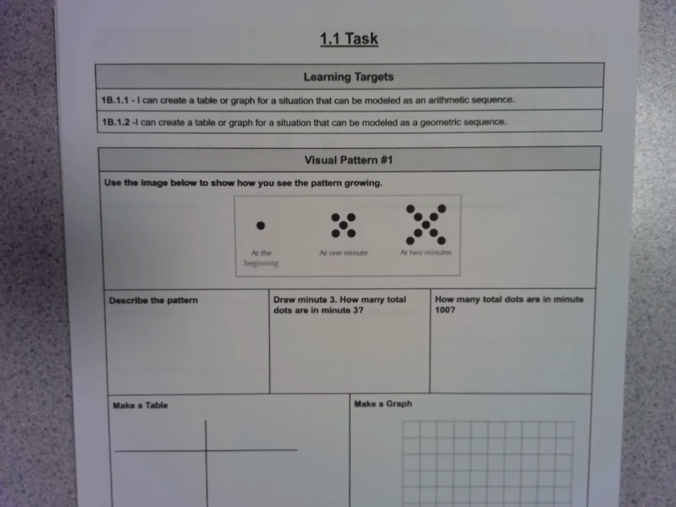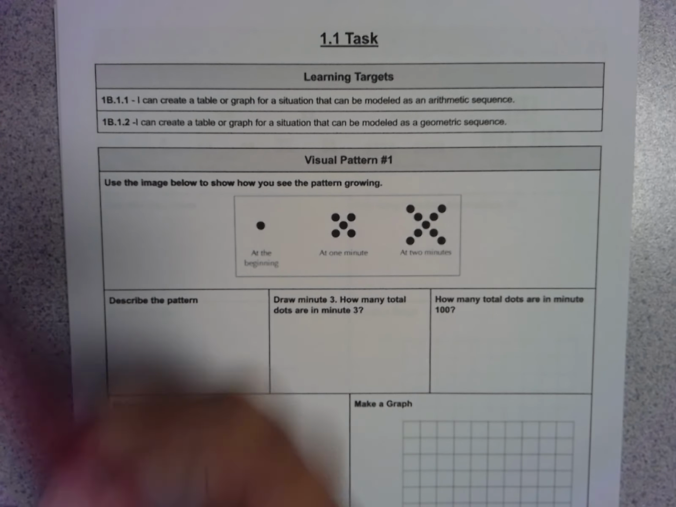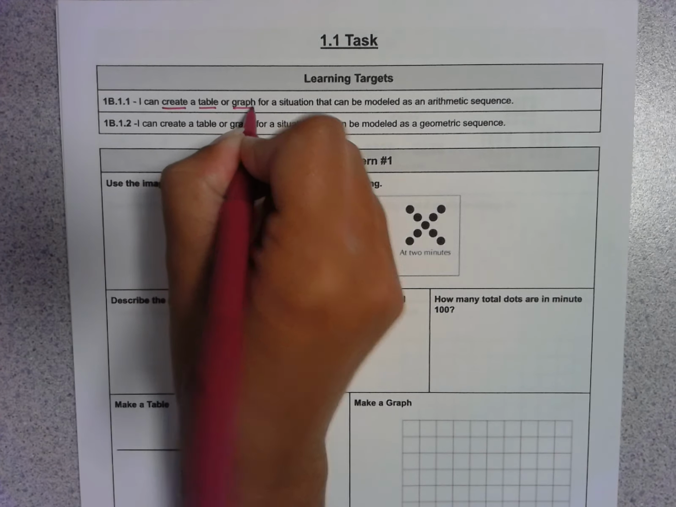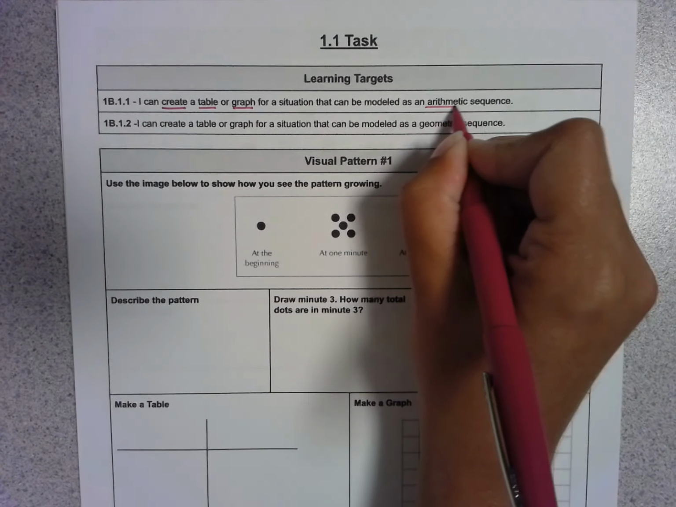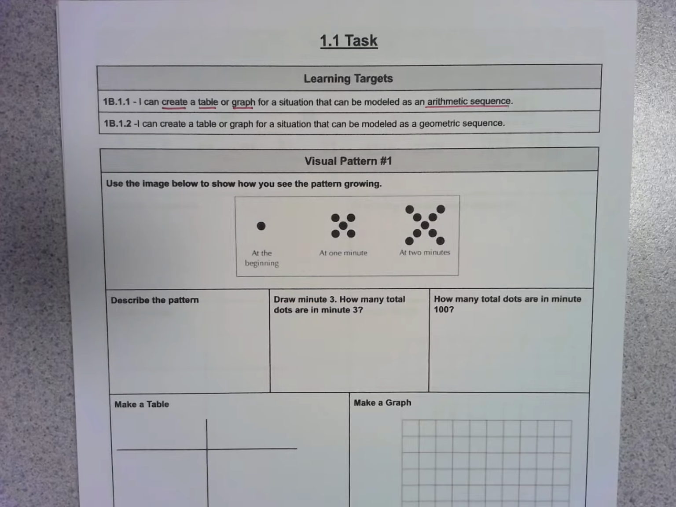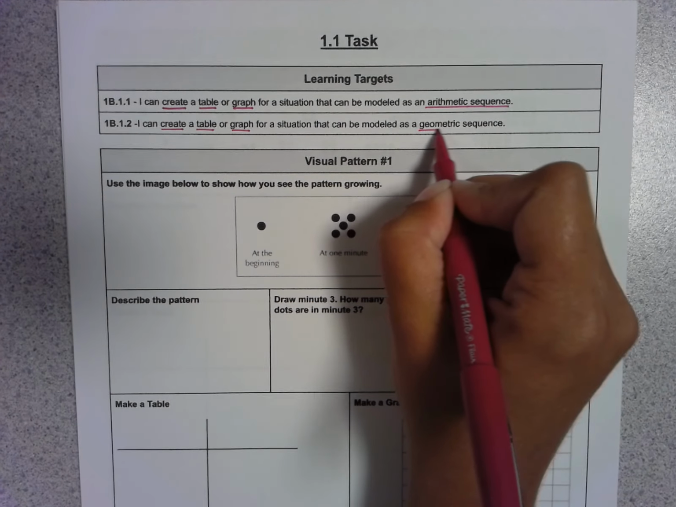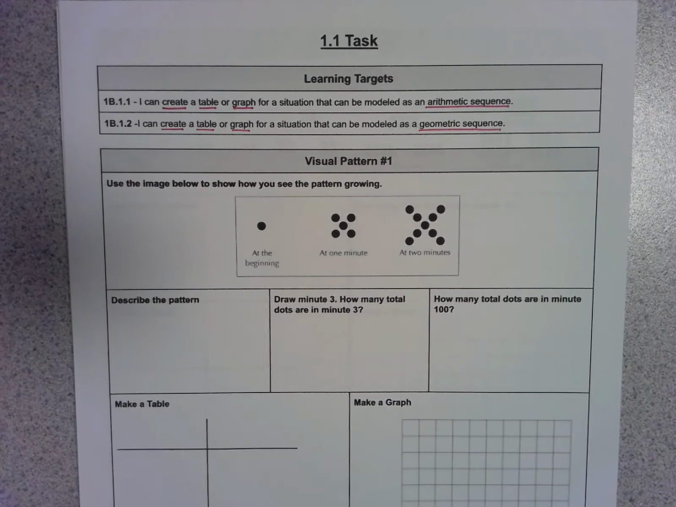The first learning target is I can create a table or graph for a situation that can be modeled as an arithmetic sequence. So the goal here is going to be to create, so make a table or graph for a situation that we are going to call arithmetic. And the second learning target of today is that we are going to be able to create a table or graph for a situation that can be modeled as a geometric sequence.